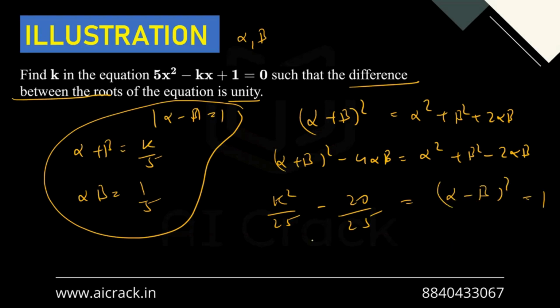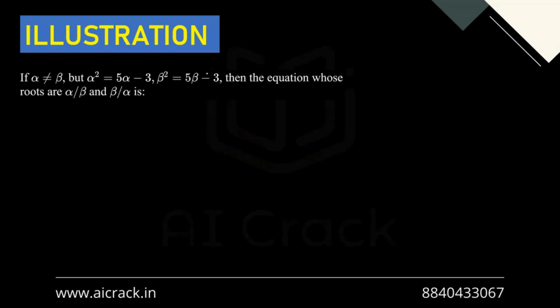Okay. Now you can simply cross multiply over here. So this becomes k square minus 20 equals to 25. So this becomes k square equals to 45. K equals to plus minus root 45. Okay. Now let's solve this question.